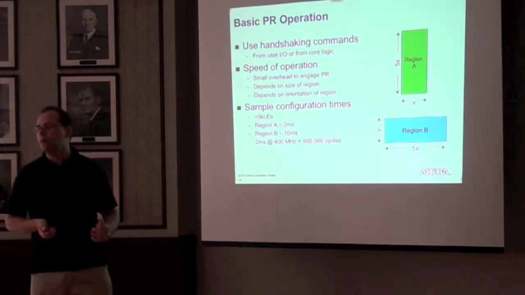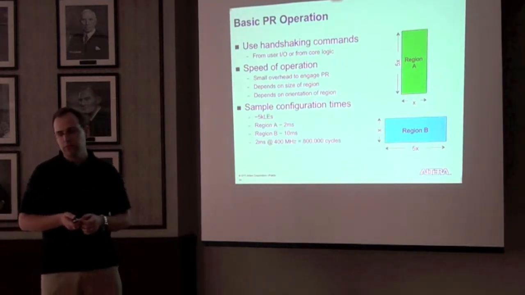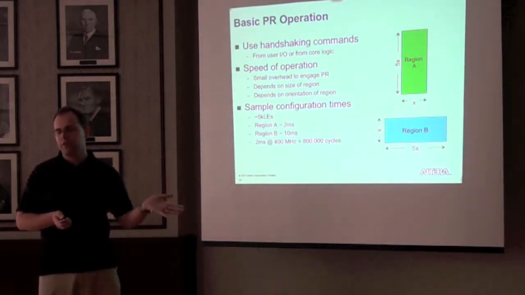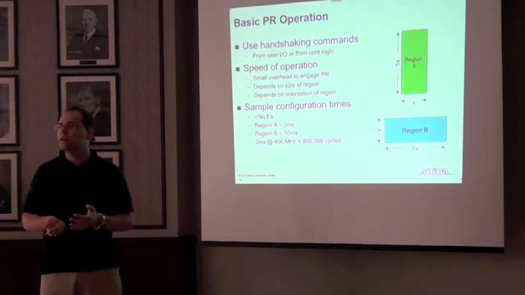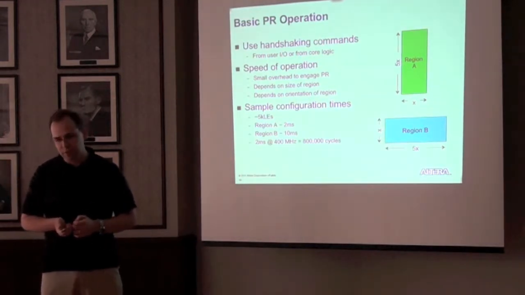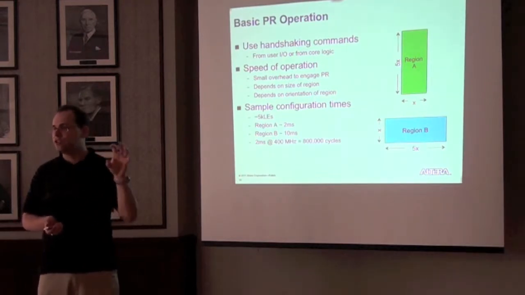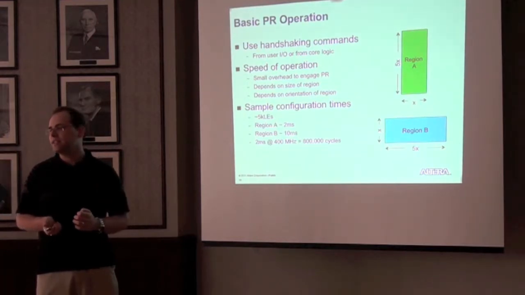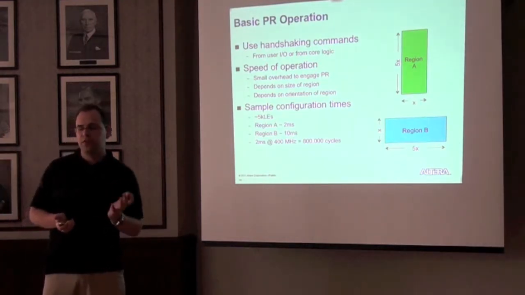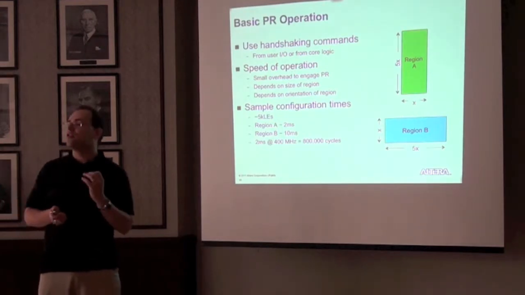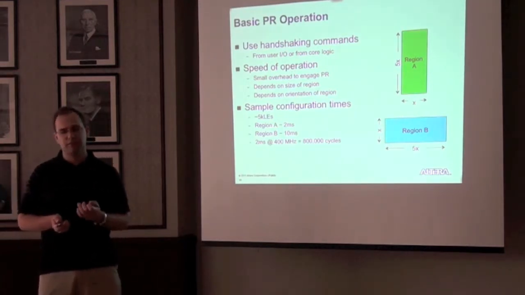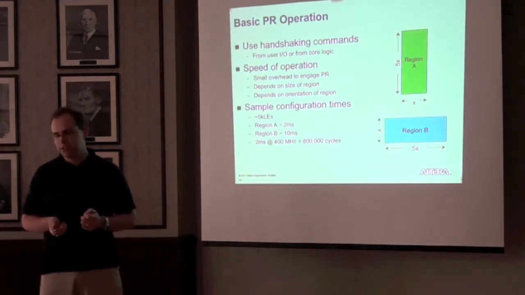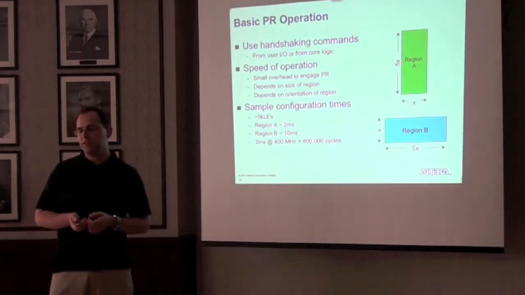So, as I said before, to accomplish a PR command, we use the handshaking technique between either the user I/O directly or through the transceiver, or from the core logic that, let's say, is feeding processing commands from an external memory. And that gets sent to that control circuitry off in the corner of the chip, and it changes that configuration RAM space as described in the previous slide. So the speed of operation, first of all, there's a small overhead to engage PR in the order of microseconds. And then the actual configuration time depends on the size, as one would expect, but also on the orientation of the region.